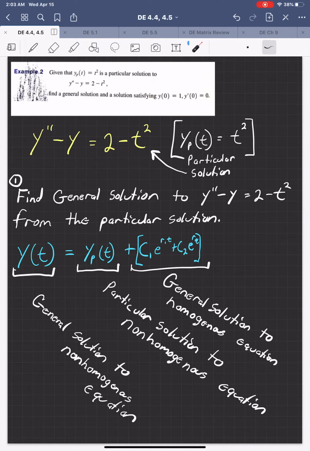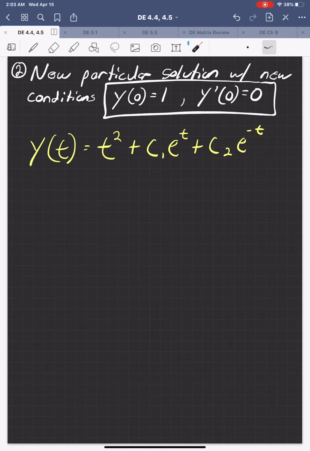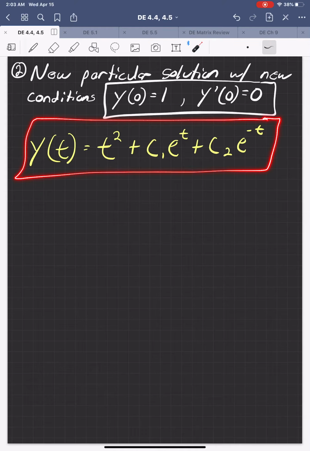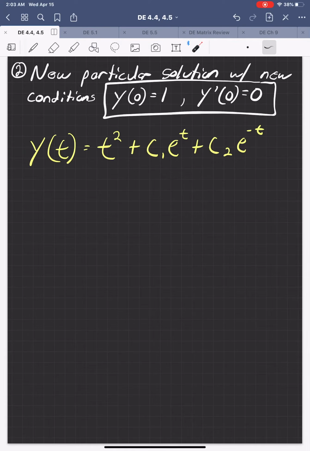It says, let's find the solutions that satisfy some new conditions. y of 0 equals 1, y prime of 0 equals 0. All right, so here is this set of new conditions, and I can get to a new particular solution from this general solution. What does that involve? Well, first off, clearly I'm going to need y prime, because I have to set y prime equal to 0 so that I can plug 0 in for t. So let me go ahead right now and find y prime.